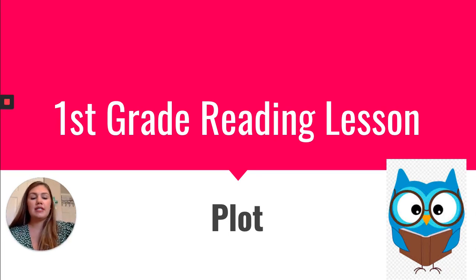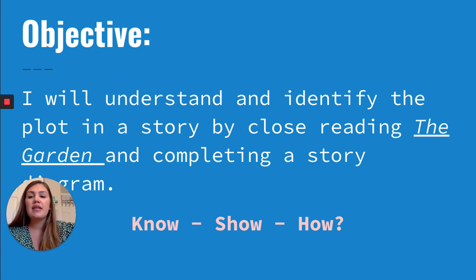Okay, so let's go ahead and take a look at our objective for today. Our objective is I will understand and identify the plot in a story by close reading The Garden and completing a story diagram. Now we're going to look at the know, show, and how of this objective. What are we going to know? How are we going to show it? And how are we going to show that we've mastered it?